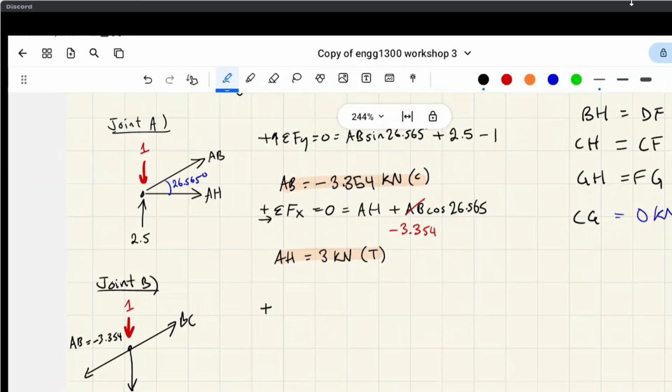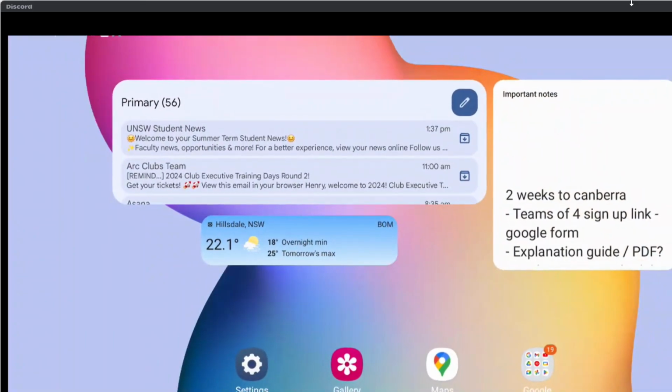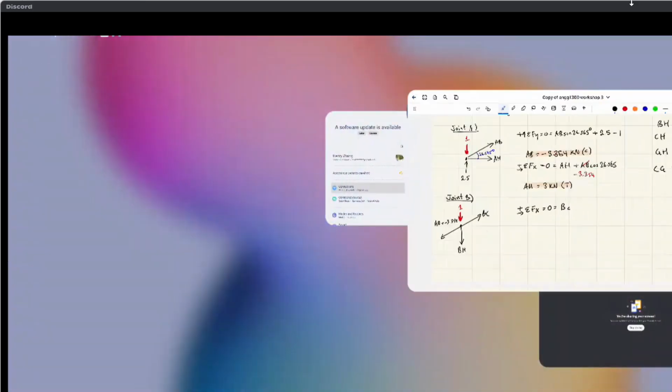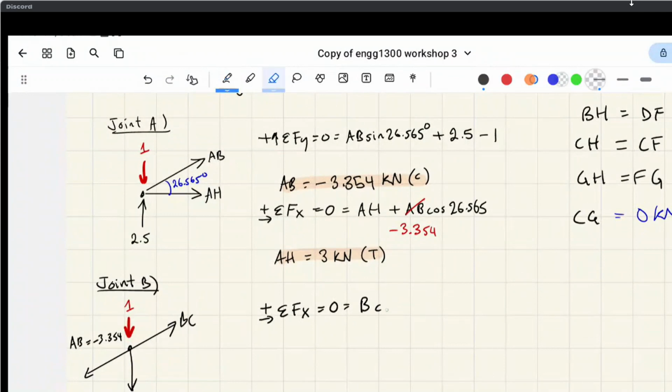Okay, so here we want to take the sum of the forces in the x direction first, because if we take the sum of the forces in the y direction, we're going to have two unknowns, right? And just keep in mind, the angle from before is the same, right?